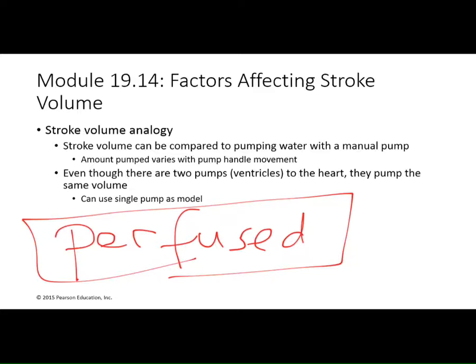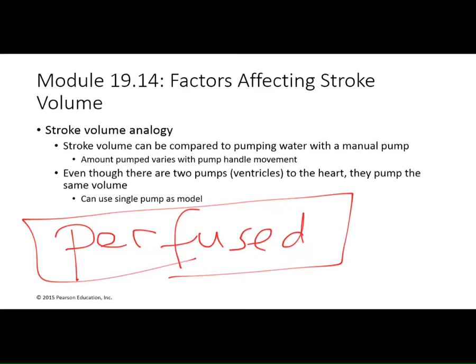Because both sides have to be pumping the same volume. Because it's a closed system, right? You've only got about 6 liters of blood. And that 6 liters of blood has to go somewhere. And if you are pumping more from the right than you were the left, then there'll be a backup or an overflow someplace. So the right and the left ventricles, even though they're different sizes and even though they are different strengths, are pumping the same volume of blood.